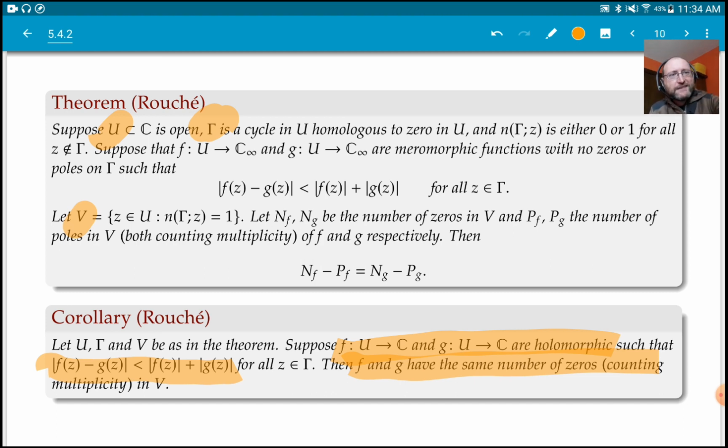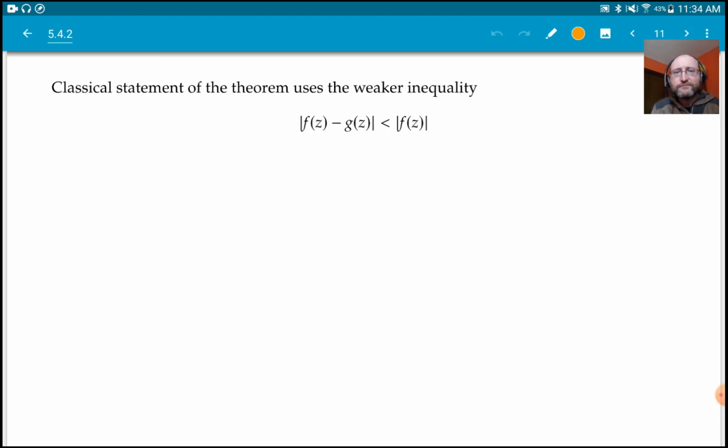All right. Now, the classical statement of the theorem is actually this one. Well, the inequality in the classical statement.